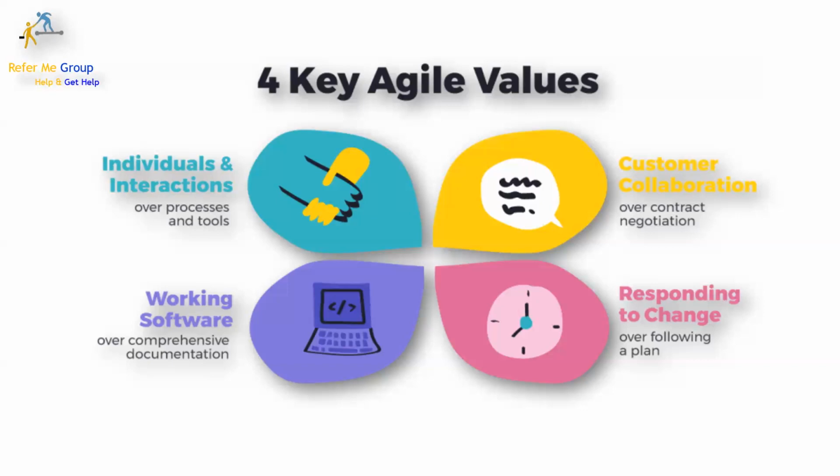Next is customer collaboration over contract negotiation. In the traditional approach, whatever contract had been signed, whatever SOW had been signed, the team started working on that. And customer collaboration was happening even after 6 months or 2 years, once the software had been delivered. At that time, the customer comes into the picture. Now just realize, any of you, for example, let me pick any of you.